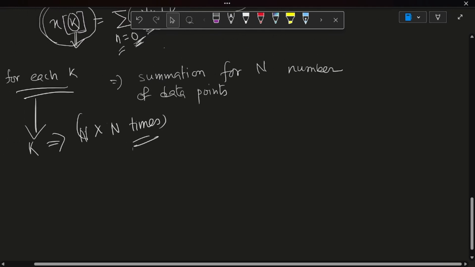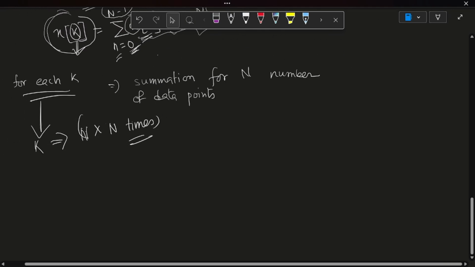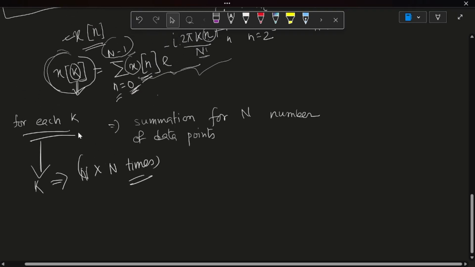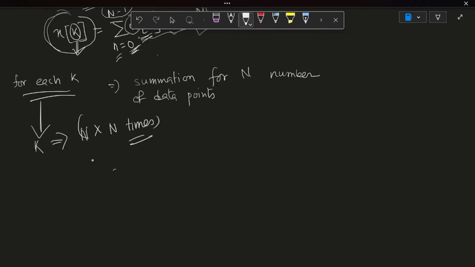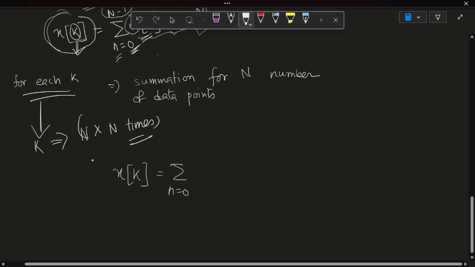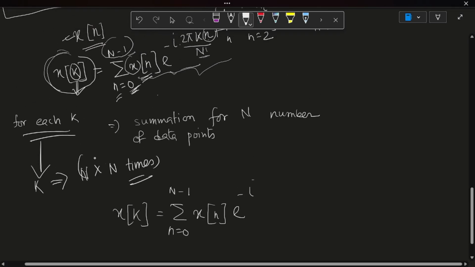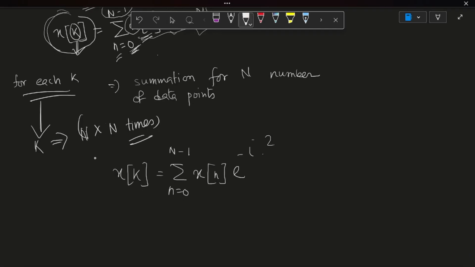Now we will try to find, is there any repetition in this n cross n matrix? So let us write down the formula here again, which is the summation from n equal to 0 to N minus 1 of x_n e to the power minus i 2 pi k n by N. So this is how we are doing the Fourier transform X_k.